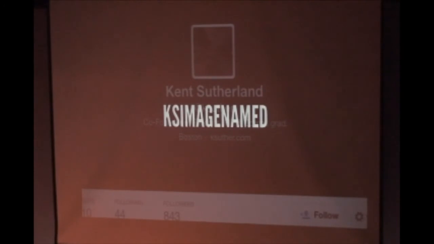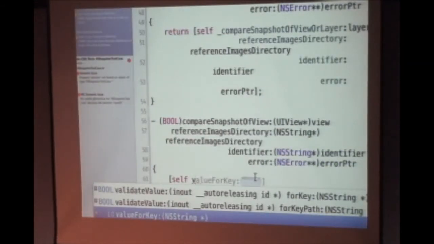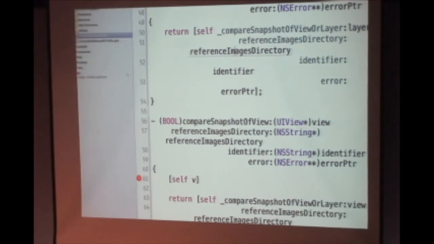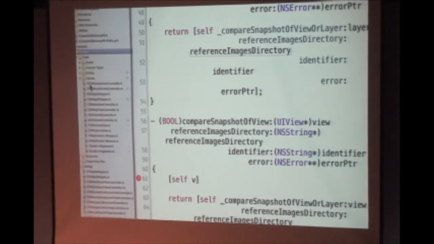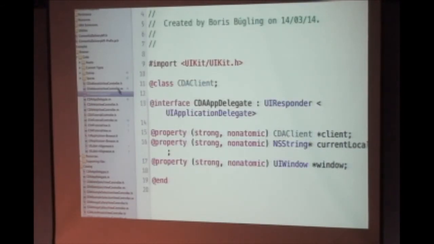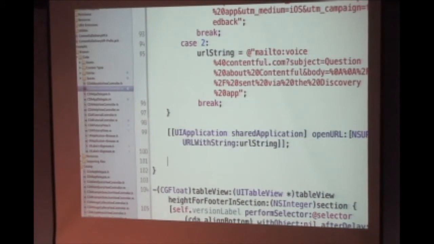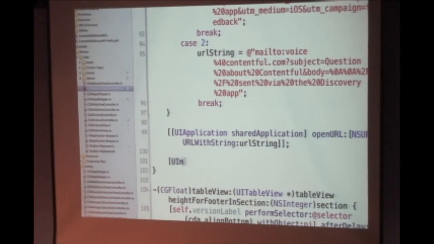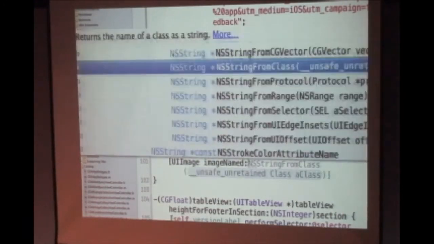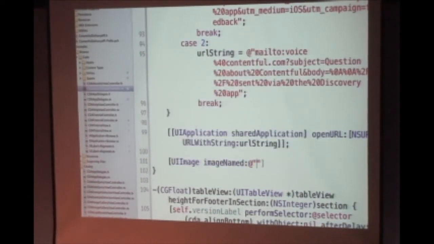KSImageNamed. That is pretty cool because it's basically autocompletion for images. What this does is if you are in an app which has some images, you can say your image named. Okay, sorry. Maybe I shouldn't have used Xcode 6 for this.